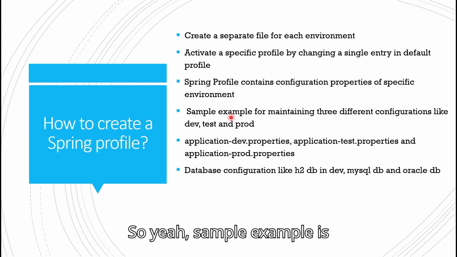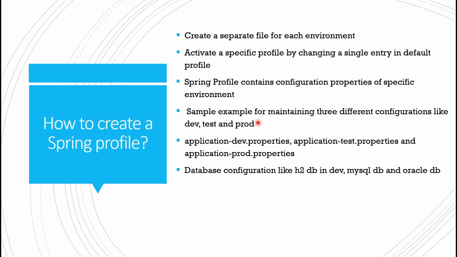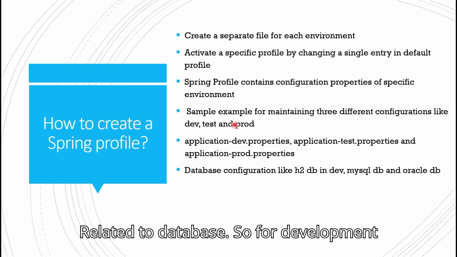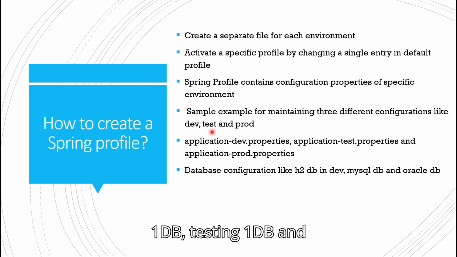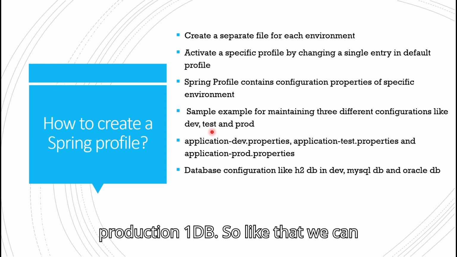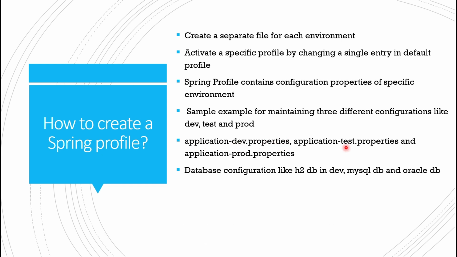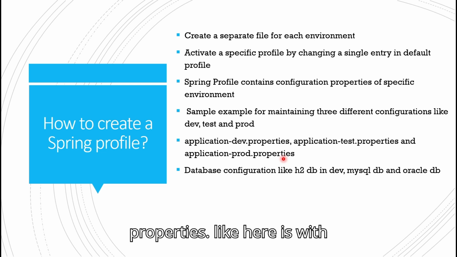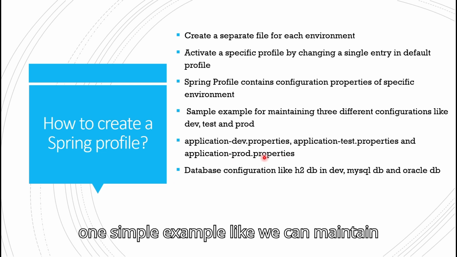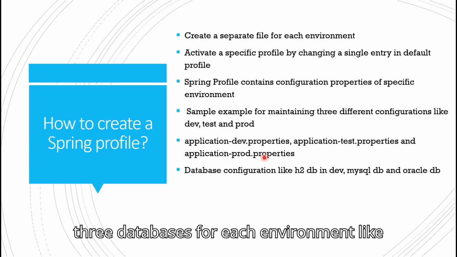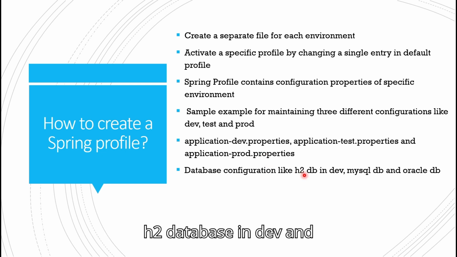A sample example is we can maintain different configurations related to the database: for development one DB, testing one DB, and production one DB. Like that we can maintain three different files: application-dev.properties, application-test.properties, and application-prod.properties. With one simple example, we can maintain three databases for each environment: H2 database in dev, MySQL DB in test, and Oracle DB in production.